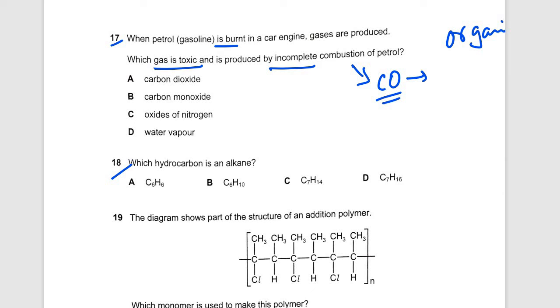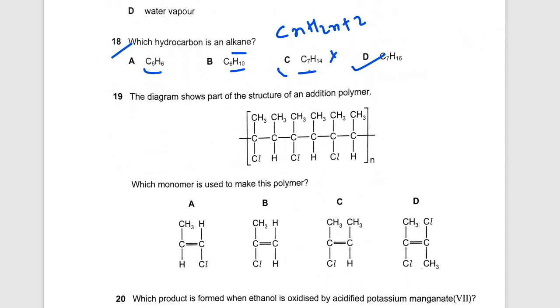Okay, question number 18: which hydrocarbon is an alkene? What is an alkene? The general formula is CnH2n. So here, which is the alkene? Is it this? No. Is it this? No. Is it this? Yes, option C. No, this one is also not, because it is C7, no. Yes, this is correct.